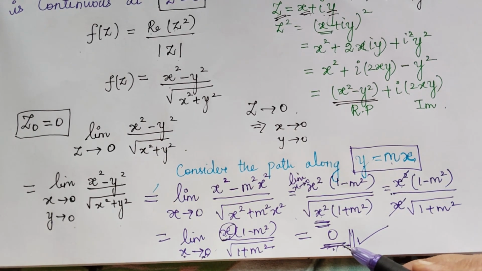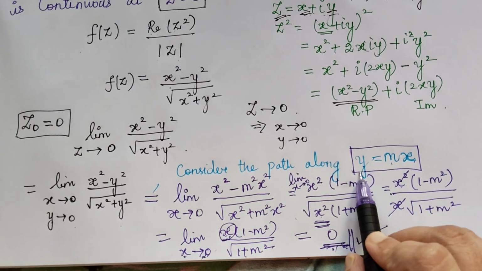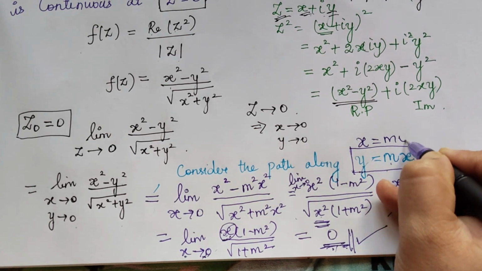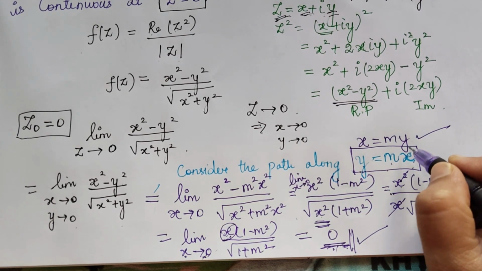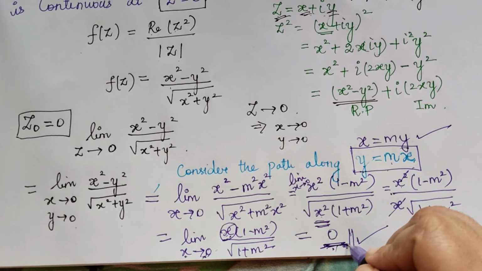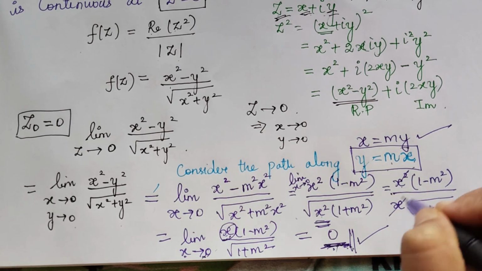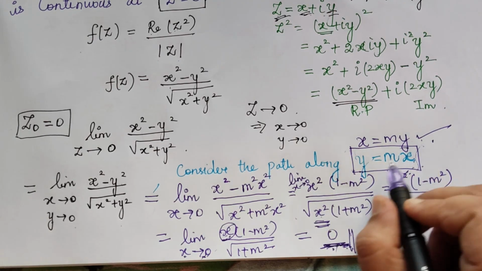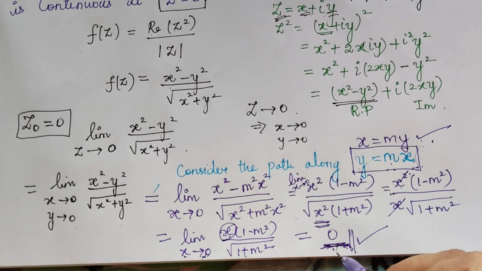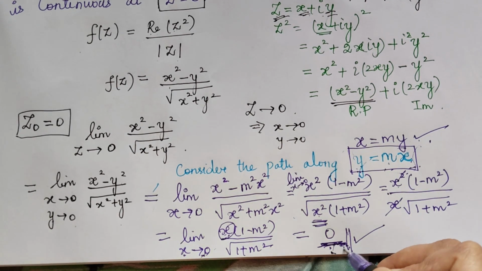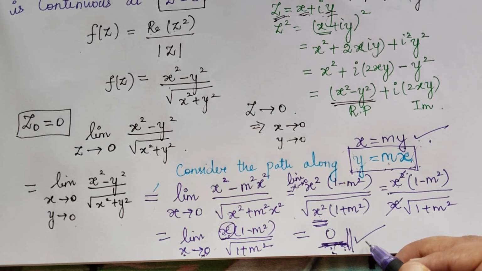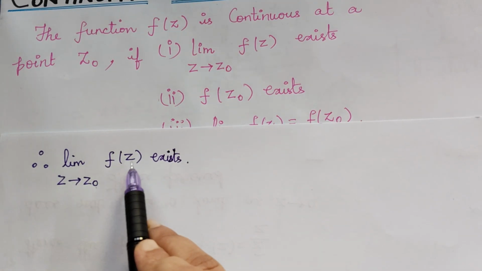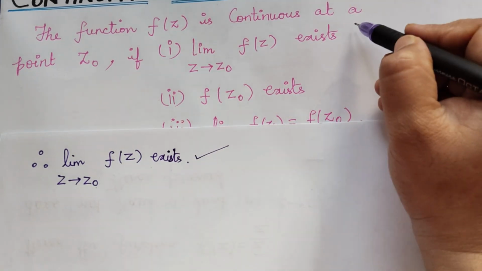And this limit will be definitely unique, because this is one of the paths, y equal to mx. If you choose the path x equals my also, you will get the same. If you choose any other path also, finally the limit will be equal to 0. If you want, you can check it out. But I have shown for a general path y equal to mx. Therefore the limit has turned out to be 0, and therefore the limit exists. So I have written that limit z tends to z0 of f of z exists. So first condition is done.